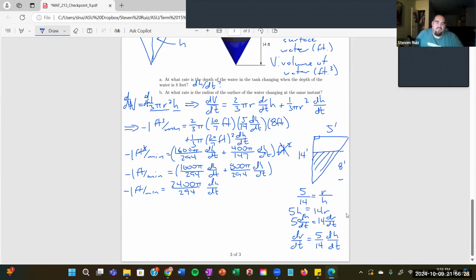If I divide -1 by that, basically what I'm getting is the reciprocal. So I get dh/dt equals -294 over 2400 pi. And that's going to be in feet per minute. So let's get a numerical value there.